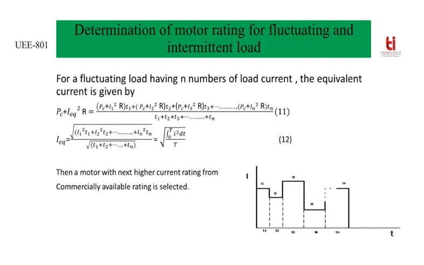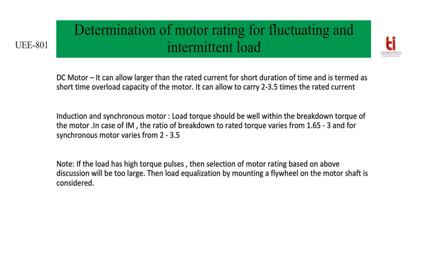So Pc plus I1 squared R into T1, plus Pc plus I2 squared R into T2, and so on. We take the average of these losses and equate it with Pc plus I equivalent squared R. Finally, we get I equivalent equal to the square root of I1 squared T1 plus I2 squared T2 plus In squared Tn, divided by T1 plus T2 plus Tn. This can also be written as the square root of the integral from 0 to T of i squared dt divided by T, assuming smooth current is drawn from the source. So by integration also we can find the equivalent current. Once I equivalent is obtained, we can decide the motor rating.